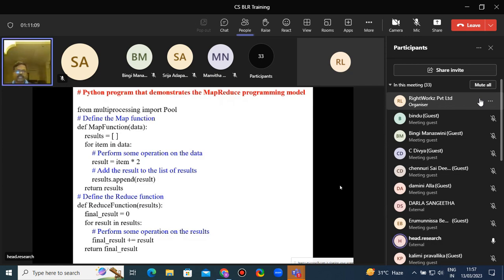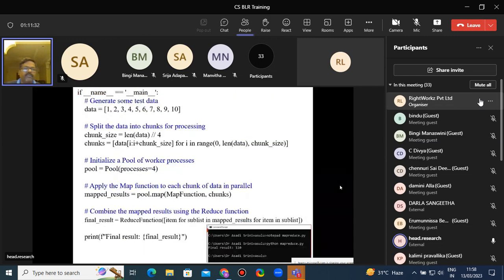Define the reduce function. Define reduce function, with final_result equal to 0. For result in results, perform some operations on the results. final_result equals final_result plus result. So return final_result. Then if __name__ == '__main__', generate some test data.